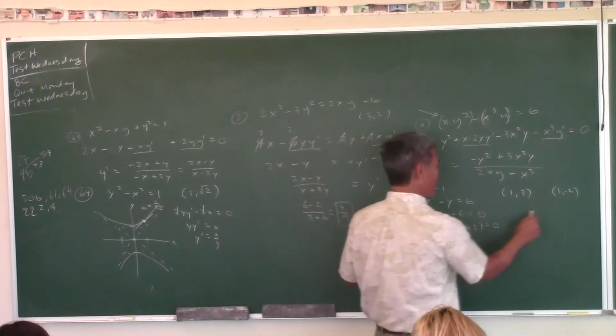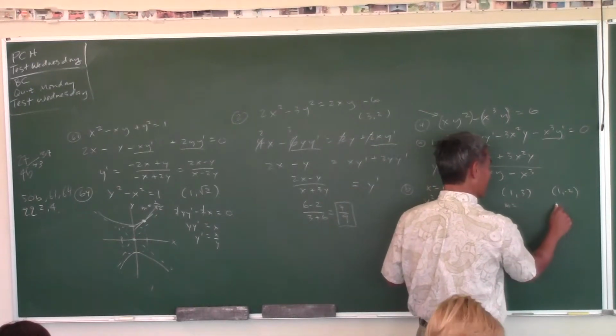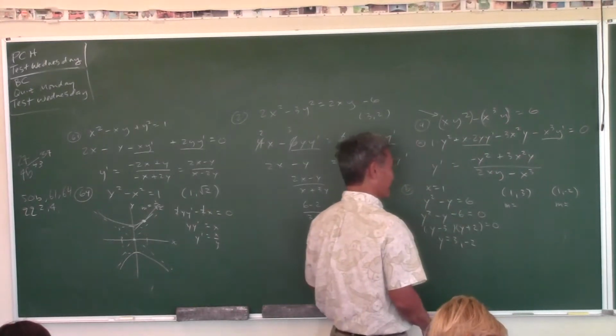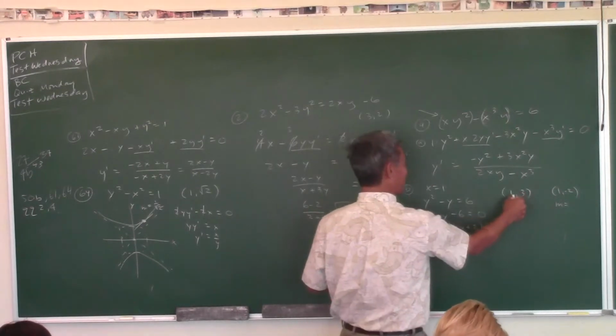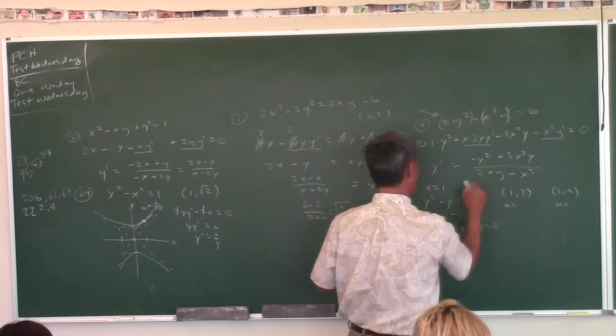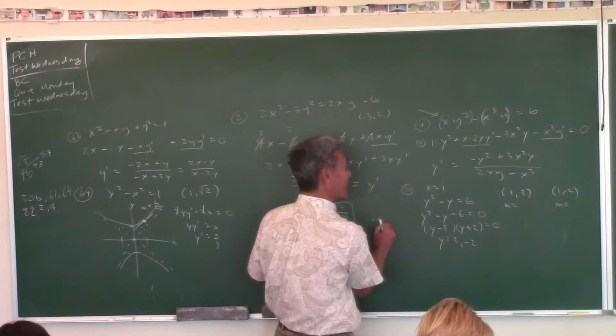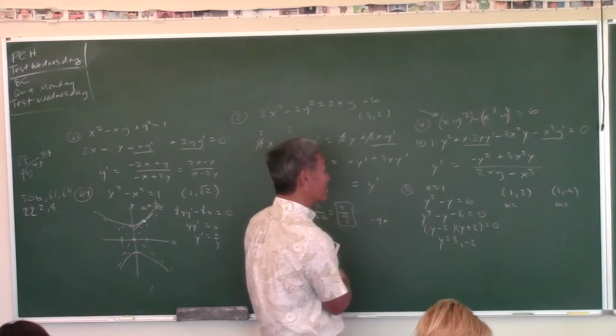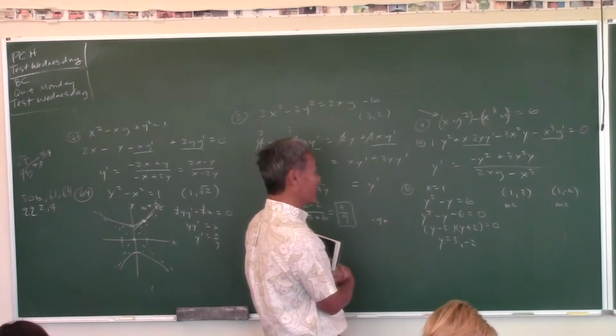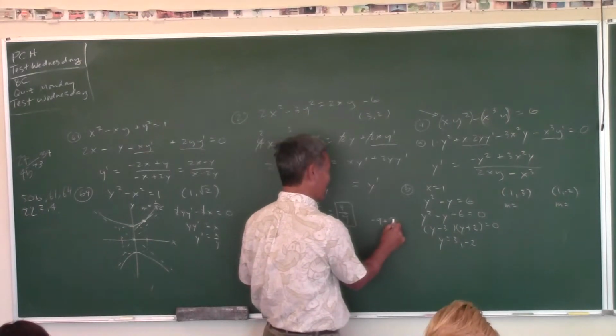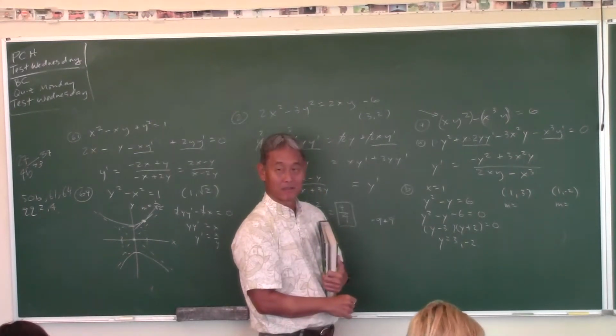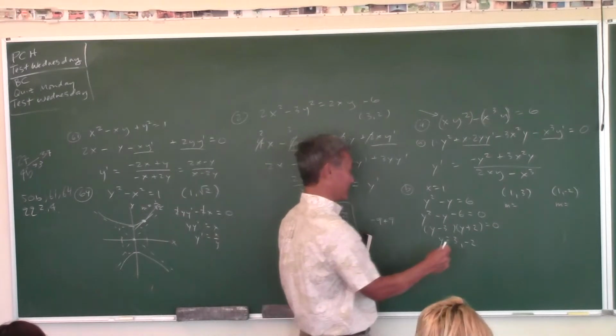Okay, so we already have the points, we just need to compute the slope. Let's see if we can do it. Plug in this point. If I plug in 1 for x and 3 for y, what do you get? You get negative 9 plus 3 times 1 times 3, which is 9. That's 0, yeah? Okay, that's it.